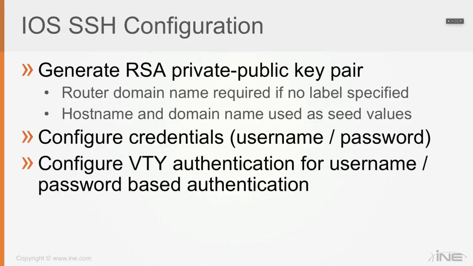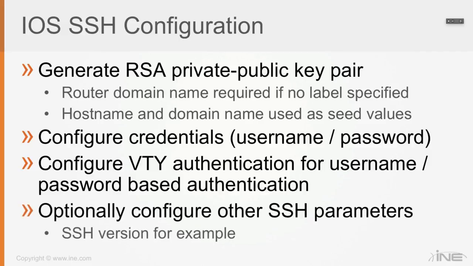And then we have to configure the VTI authentication for username and password authentication, because by default VTI uses password authentication, which SSH cannot work with that kind of authentication. And optionally we can configure other SSH parameters like the SSH version, for example, max number of failed authentications. We can even put in there the specific RSA private public key pair to be used. So a lot of other optional configurations can be performed.